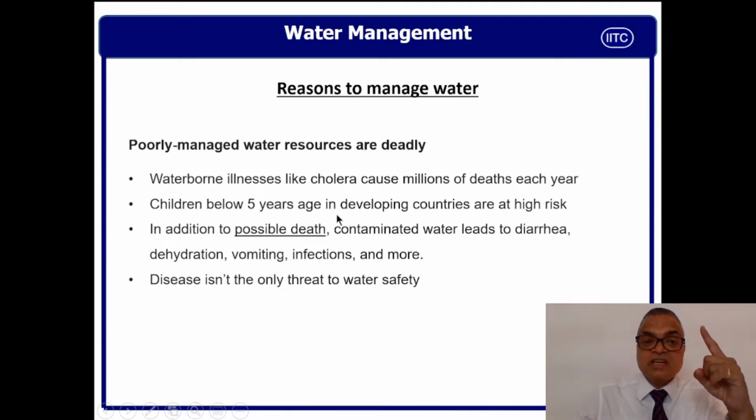Children below 5 years of age in developing countries are at high risk. Even in India, in many places, if you go to the deeper side of the villages, the deeper side of the rural areas, you will be shocked, you will be surprised to know that. In addition to possible death, contaminated water leads to diarrhea, dehydration, vomiting, infection, and many more things. Even fresh water is sometimes contaminated with micropollutants and biological pollutants. That is not drinkable, and this creates a lot of health issues.